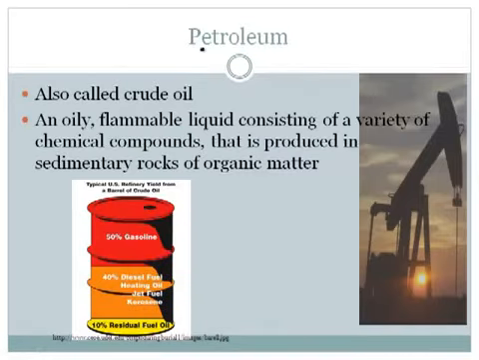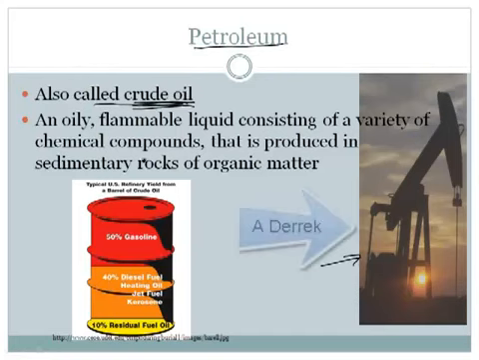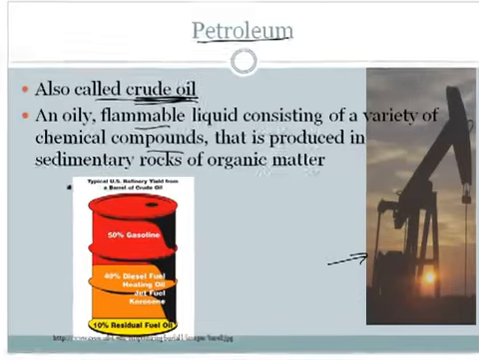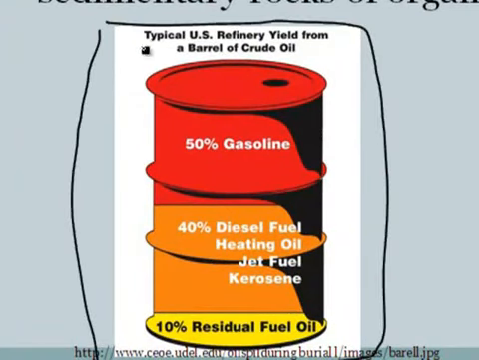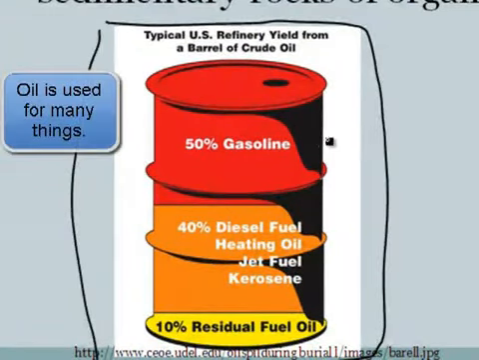First of all, something called petroleum. What is petroleum? Well, it's also called crude oil. This is the stuff that's pumped out of the ground using one of these derricks over here. It's an oily, flammable liquid consisting of a variety of chemical compounds that is produced in sedimentary rocks of organic matter. This illustration right here, I'm going to talk some more about a little bit later, but it talks about what a barrel of crude oil is used for.